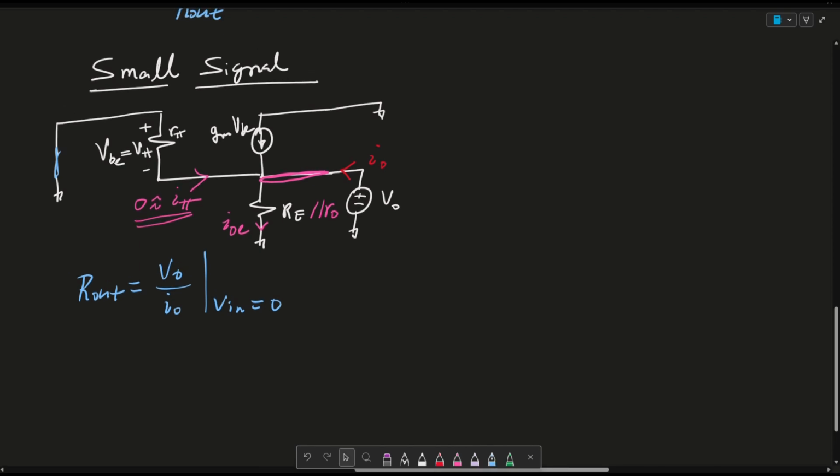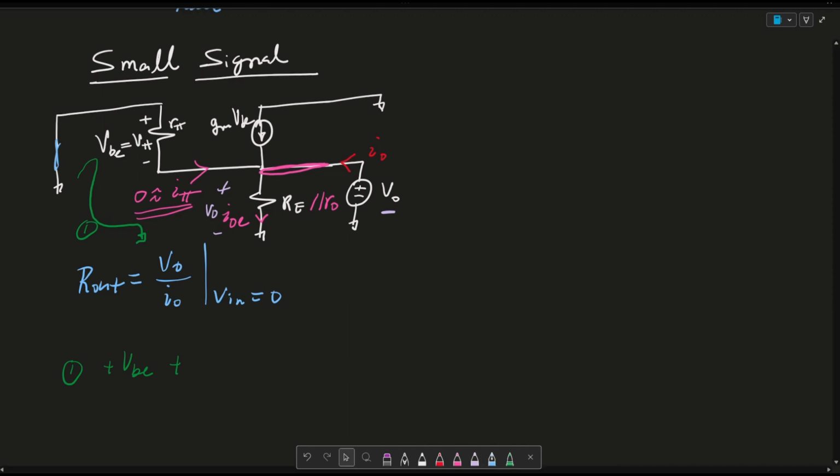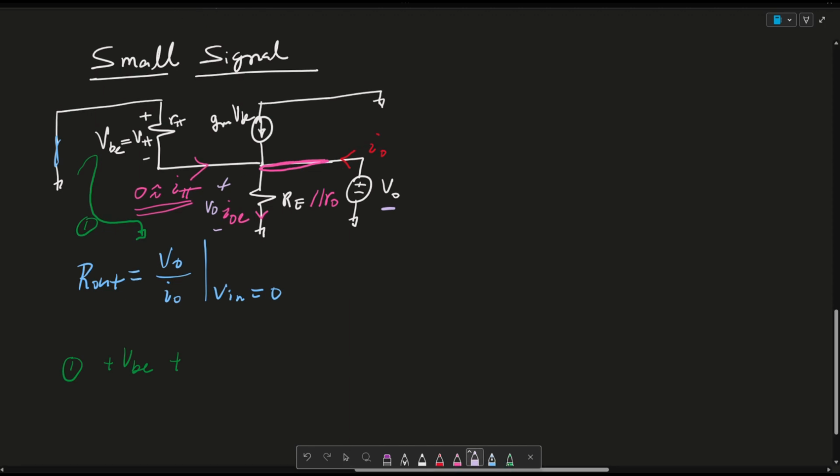The first thing we want to do here is consider this loop, and let me call this 1. We want to say basically that plus VBE plus, the last thing I forgot to say was that the drop across this resistor is also Vo, because it's in parallel with this one. So first, VBE plus Vo is equal to 0.